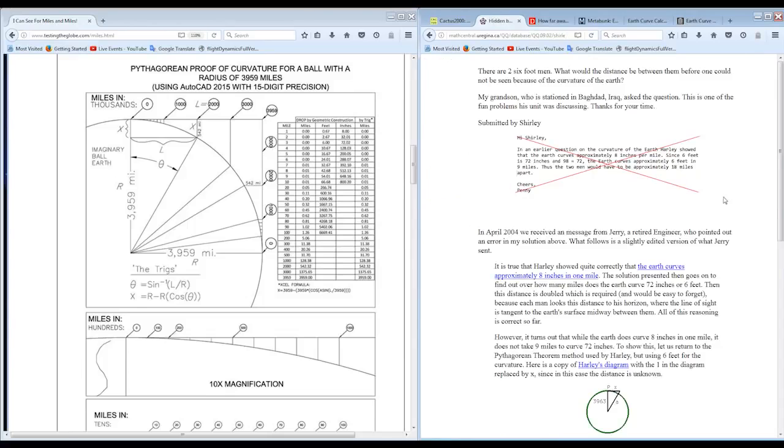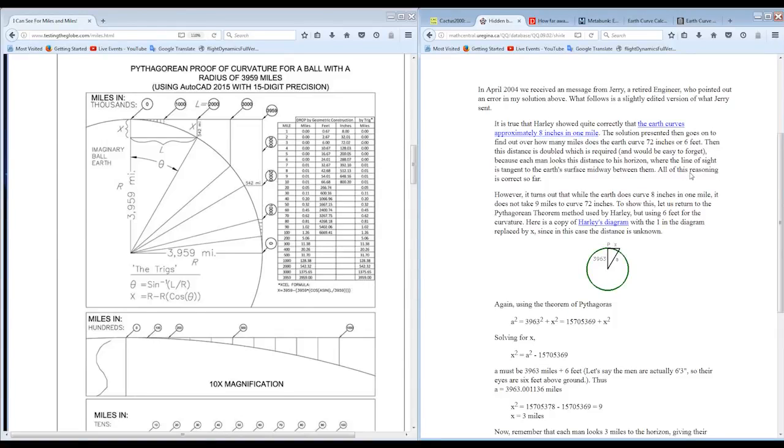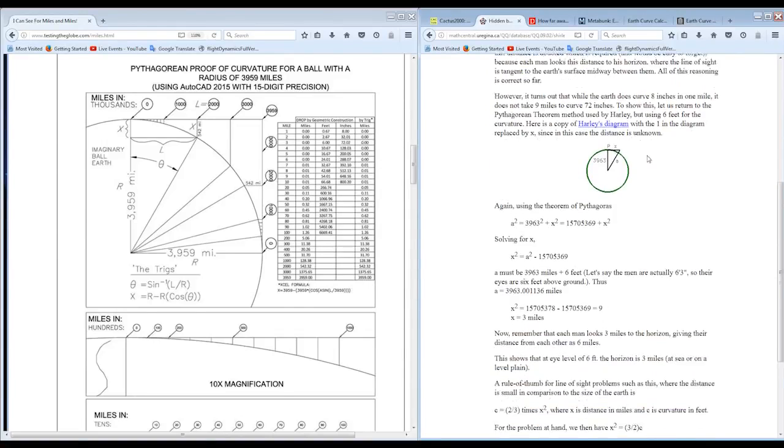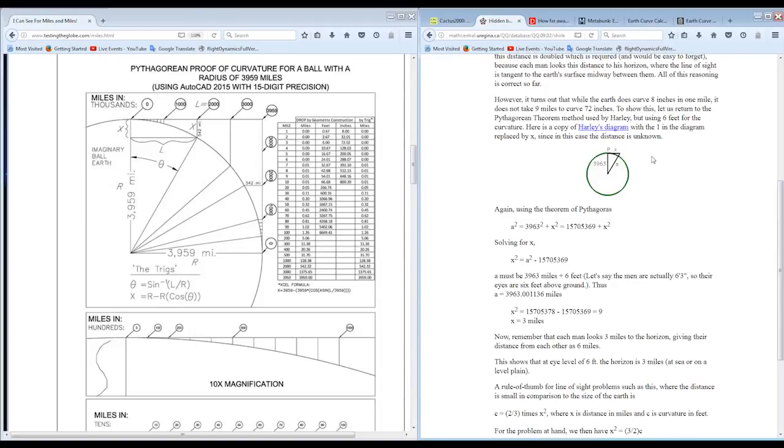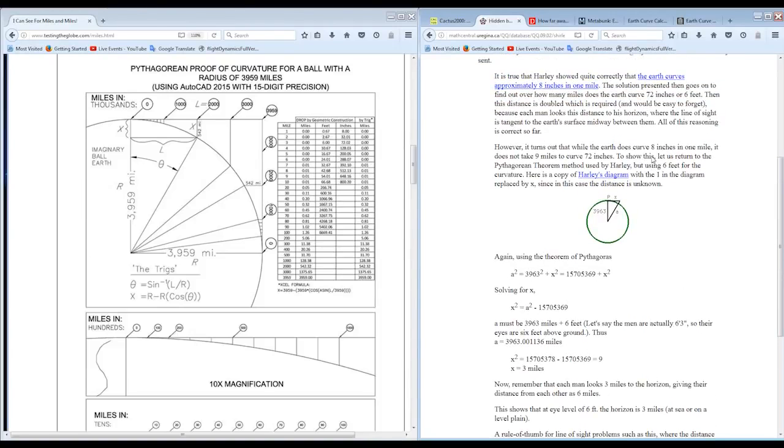So you click on this, and there's an interesting question posed here at the top. There are two 6-foot men. What would the distance be between them before one could not be seen because of the curvature of the Earth? Apparently this person, Shirley, had a grandson who was stationed in Baghdad, Iraq, who was asking the question. And he goes on to explain, it's 8 inches per mile, but 6 feet is 72 inches. So 8 times 9 would be 72.